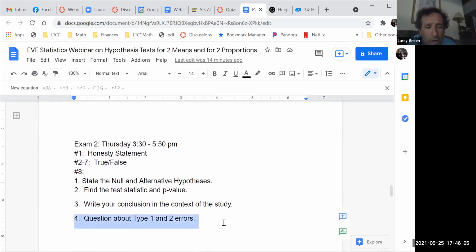Okay. And then number 4, I'm just going to let you know I'm being a little vague. It's a question about type 1 and type 2 errors. So you should understand type 1 errors. You should understand type 2 errors. You should understand how they're used. You should understand how they might give you a level of significance, what the ramifications of each are, and all about the context also. Any questions on question 8? Okay.